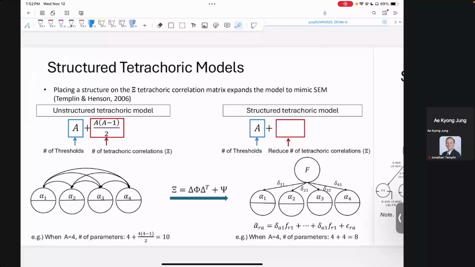So we can assume that there is one higher order factor, and then we can model the attributes. In this unstructured tetrachoric model, we have 6 parameters to estimate the tetrachoric correlation, but now we have 4 loadings, so we can reduce it from 6 to 4. So totally we have 8 parameters to estimate. So we reduce the number of parameters.